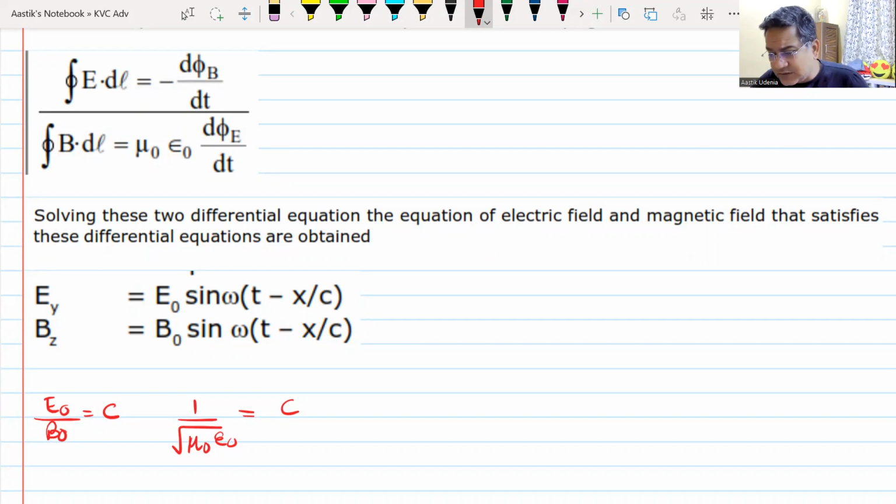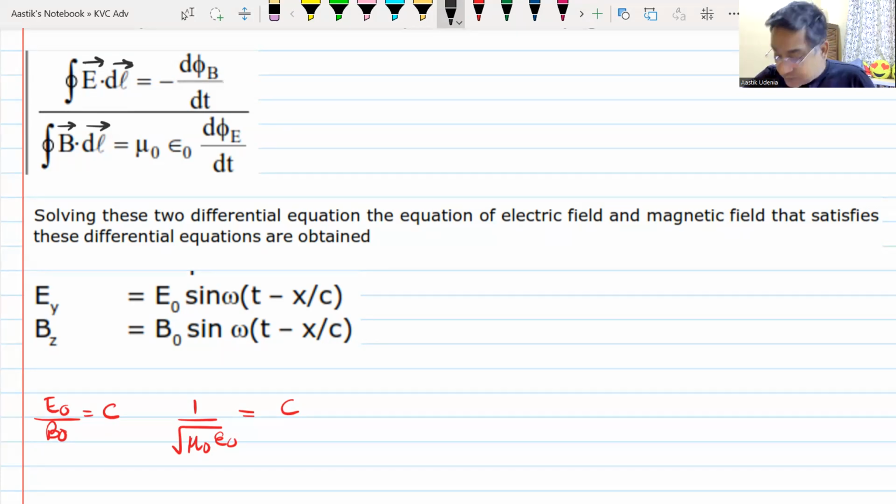So now I have these two equations, the equation of E dot dl, which is produced by a time varying magnetic field, and the equation of B dot dl, which is produced by a time varying electric field. These are differential equations, and when we solve them, they give us the electric field. The electric and magnetic fields are mutually perpendicular to each other. E naught and B naught are the amplitudes of these electric and magnetic fields. C is the speed of this wave, and that C becomes the speed of light, the speed of electromagnetic waves. The root of 1 by mu naught epsilon naught is also equal to C. Welcome to EM waves.